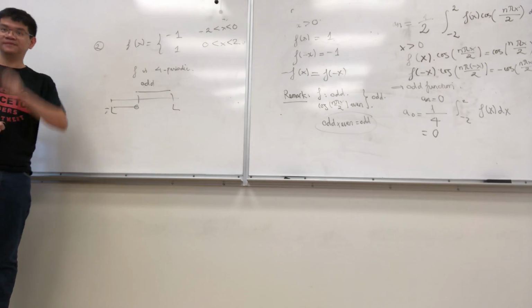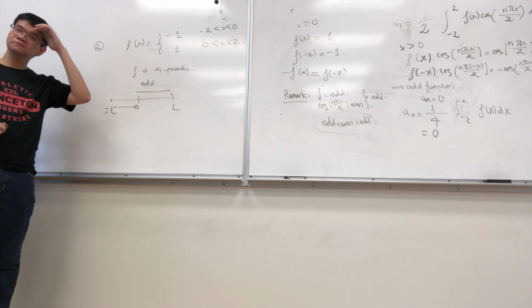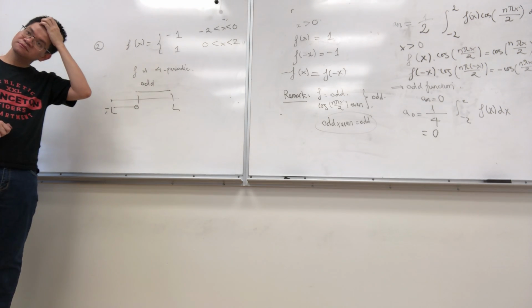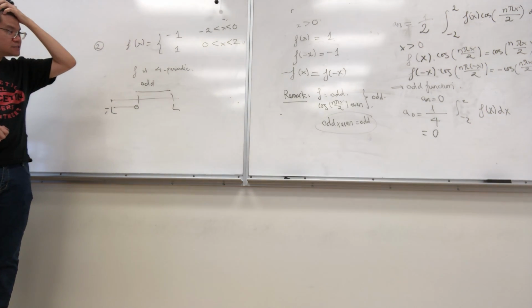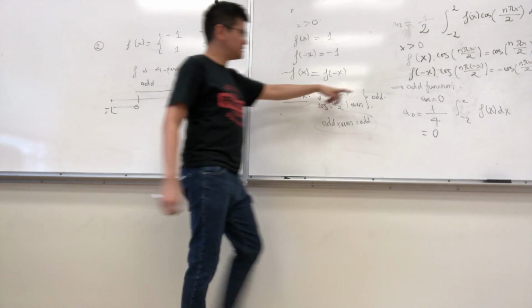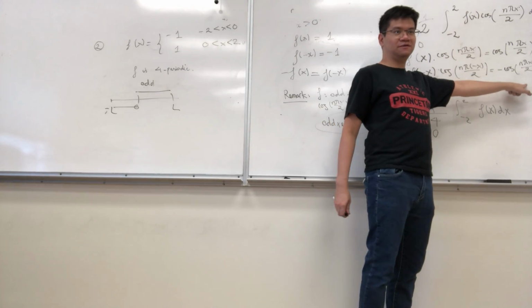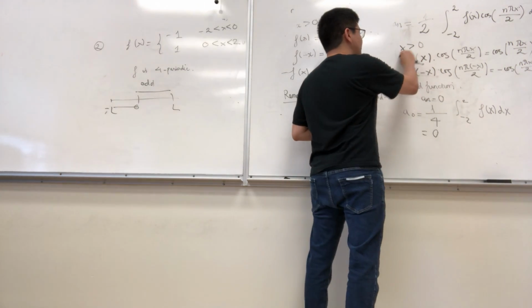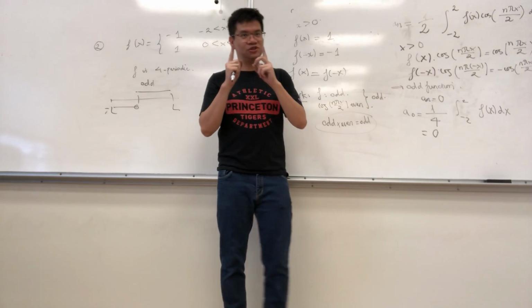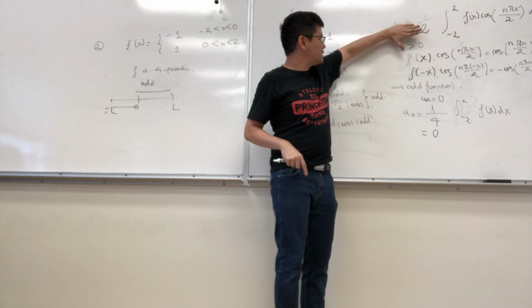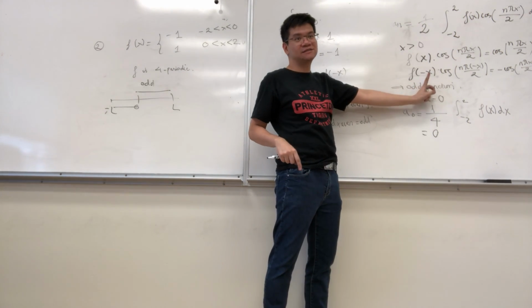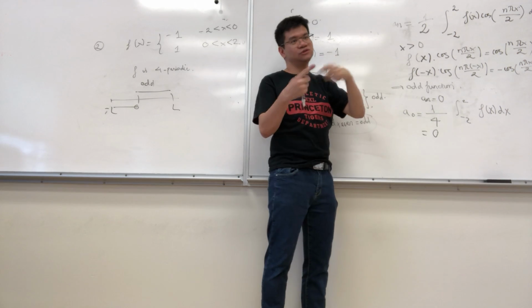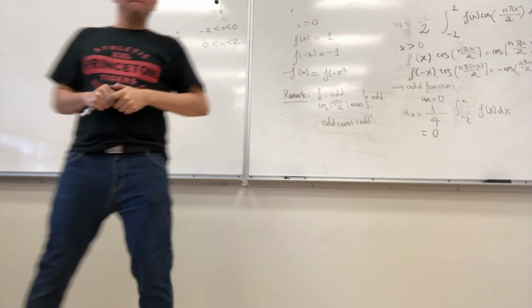Yes? Do we not have to check for a_n when x is less than 0? When x is less than 0, it's going to be here. I mean, it's the same. So here I only need to check one case, because when x is negative, basically this is minus x. So it's symmetric. Other questions?